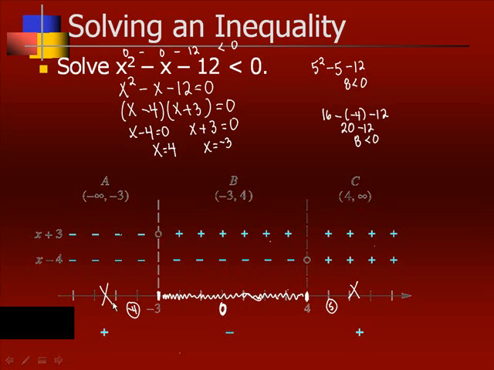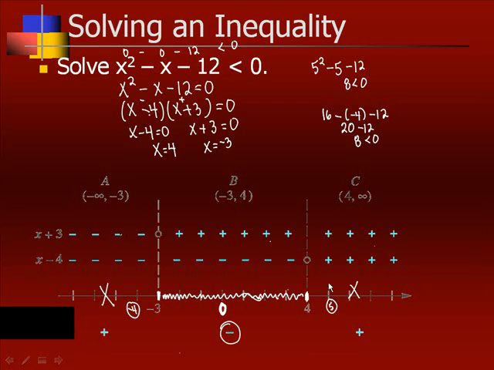Now, sometimes it may be real hard to plug those points in, so sometimes we're just concerned with, is it a positive or is it a negative? For instance, if I plug 0 into factored form, 0 minus 4 is a negative, 0 plus 3 is a positive. A negative times a positive is going to be a negative interval.